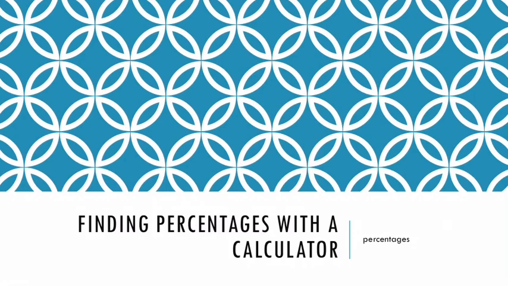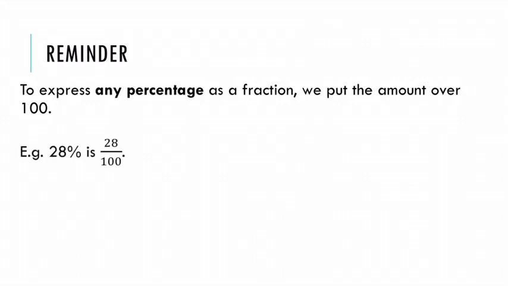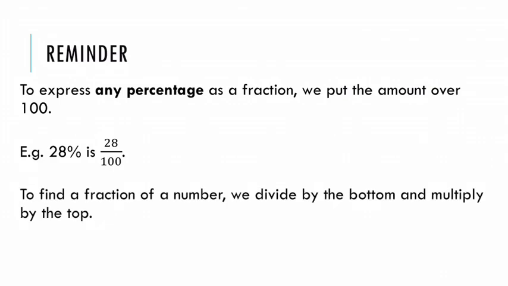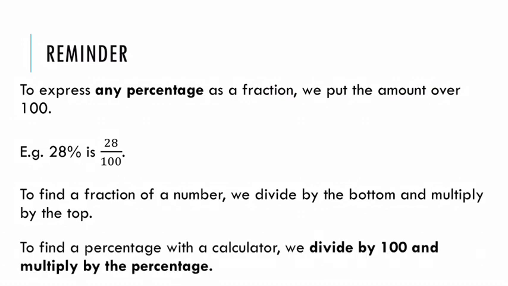So finding percentages with a calculator. Reminder from the last lesson, to express any percentage as a fraction, we put the amount over 100. So for example, 28% is 28 over 100 as a fraction. Now we know that to find a fraction of a number, we divide by the bottom of the fraction and multiply by the top. So to find a percentage with a calculator, we divide by 100, which is the bottom of this fraction, and we multiply by the percentage, which becomes the top of the fraction.